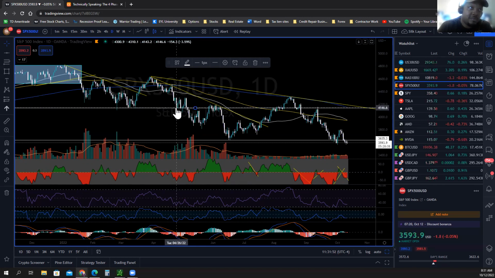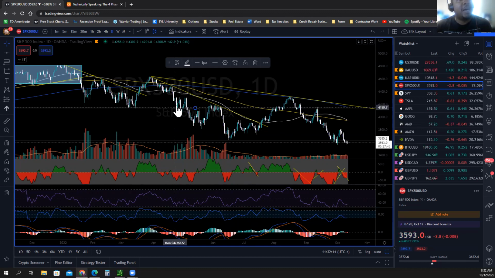So think of this as a floor. And you bounce a ball, the floor is gonna have a little bounce, right? Until you go through it. And then it becomes resistance. It becomes your ceiling, right? And as you can see, price respected it, up in here, right?